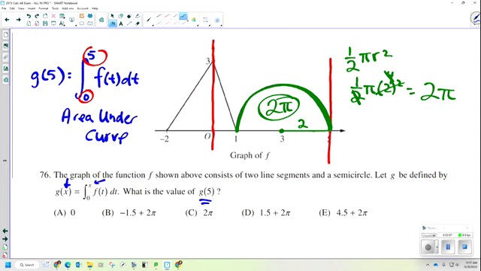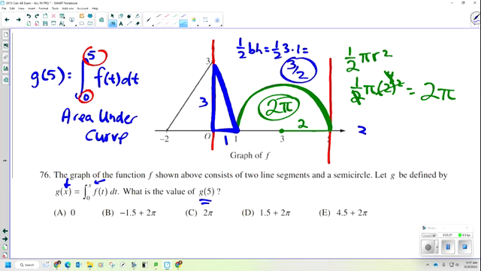Now let's worry about this nice slender triangle. It has a height of 3 and a width of 1. Of course, 1/2 base times height, which is 1/2 times 3 times 1, which is just 3/2. So I've got to add these. It's just 3/2 plus 2 pi.